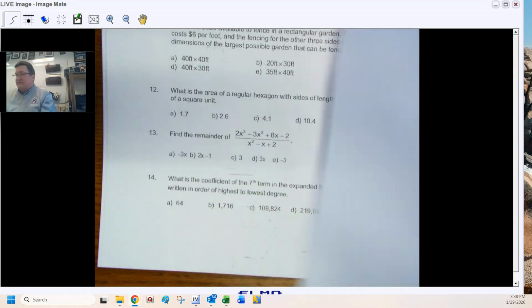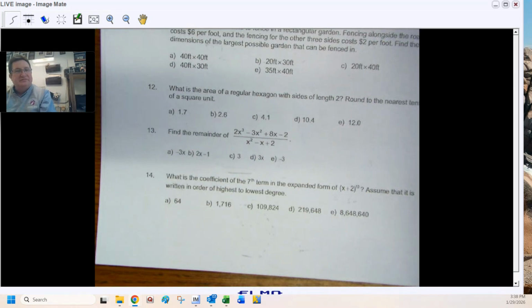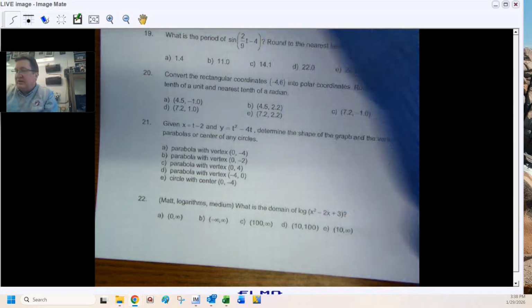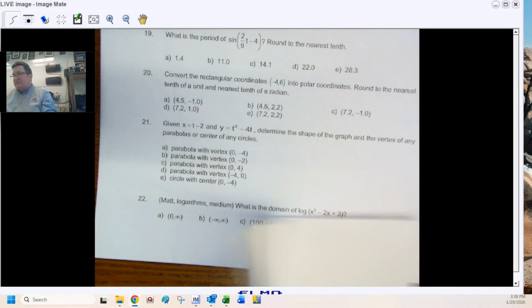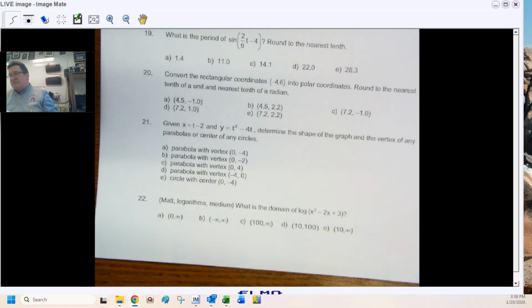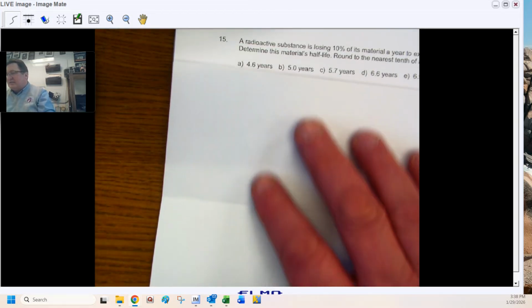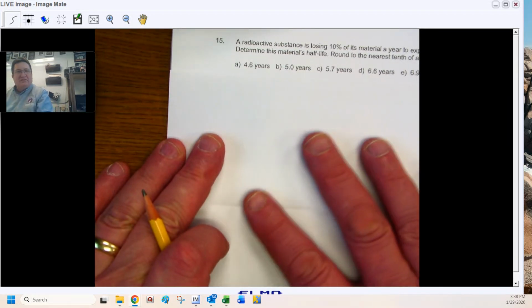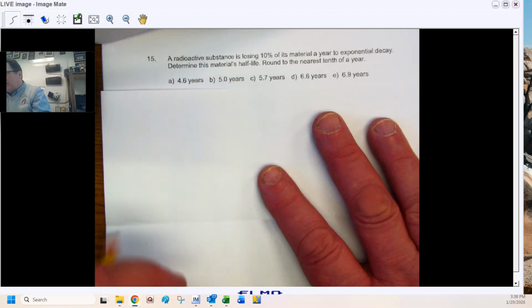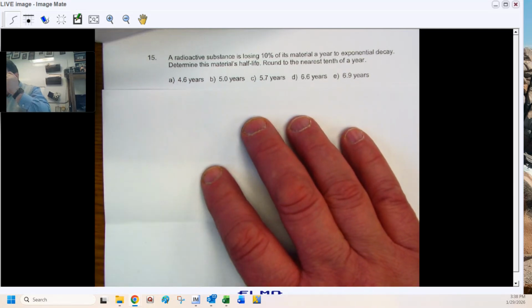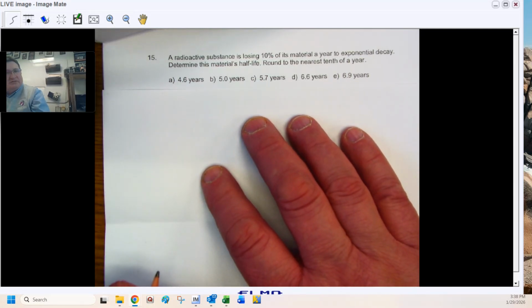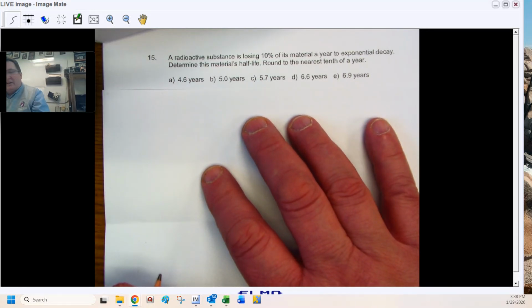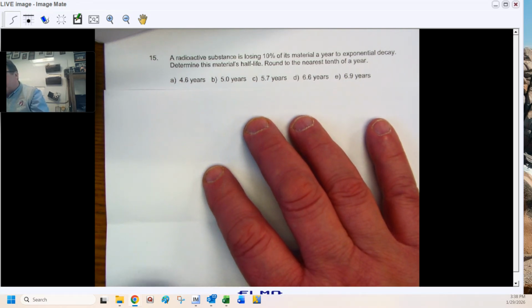On question 15 on the next page, a radioactive substance is losing 10% of its material a year to exponential decay. Determine the half-life. There's a faster way to do this than what I'm going to show you, but I have a hard time remembering it sometimes. I have a calculator program that does this, and you're welcome to it, but we'll do it without the program first. So it's losing 10% of material a year.